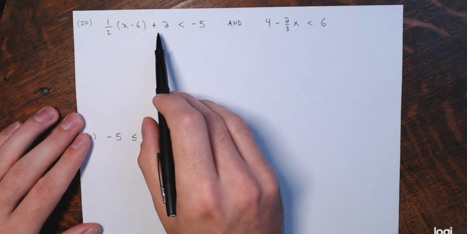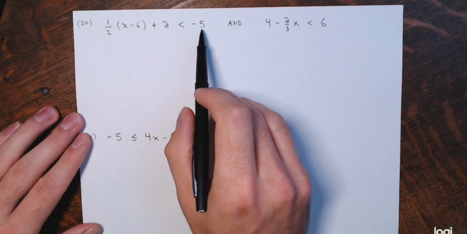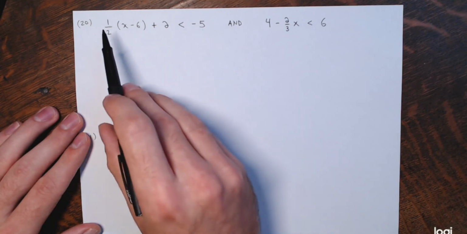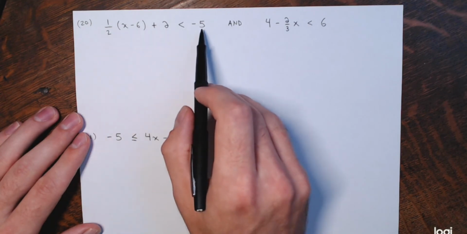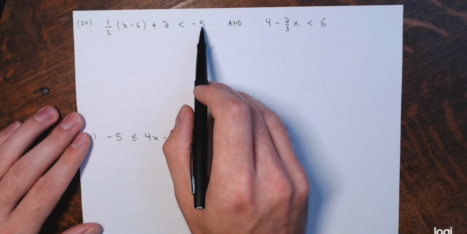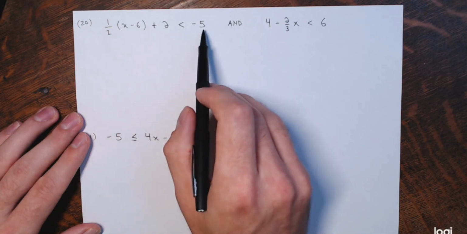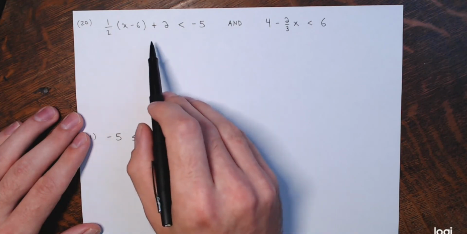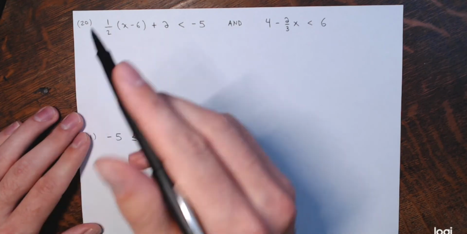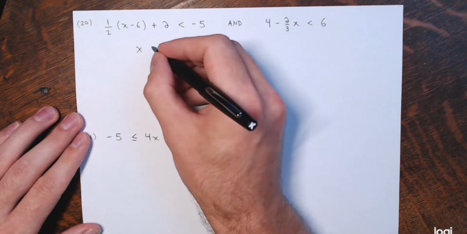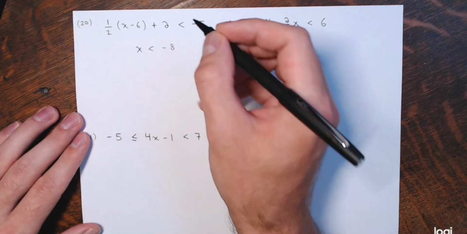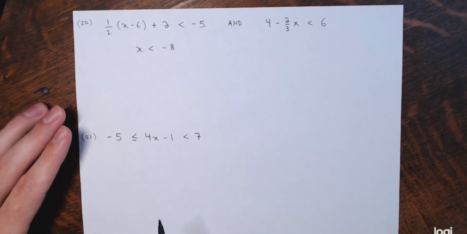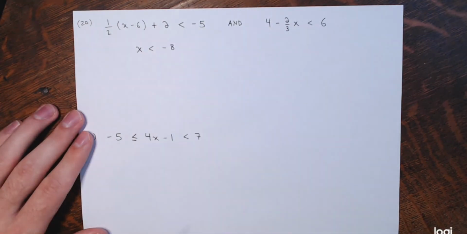So here, first I would subtract 2, giving me negative 7. Then to get rid of the half, I'd multiply by 2. All right, negative 7 times 2 would be negative 14. And then I would add 6 to get x alone. Negative 14 plus 6 is negative 8. So x is less than negative 8. And again, at no point did I multiply or divide by a negative number. So the inequality symbol would not flip.